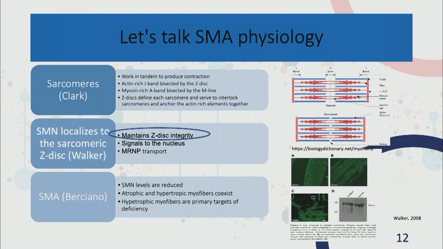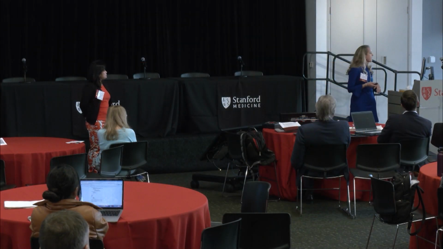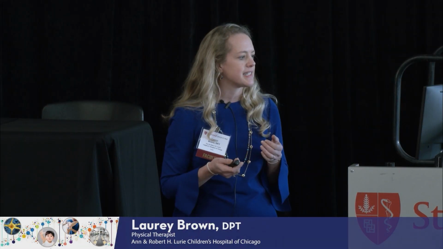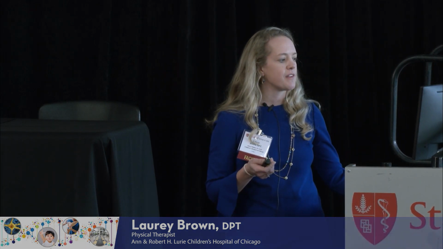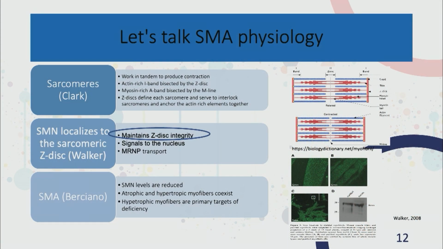And then when we look at what's going on beneath the surface with SMA, we want to first remember that sarcomeres are where the contractions, the force, and the movement are produced. They consist of actin and myosin, and the actin is bisected by the Z-disc. The Z-disc really defines the sarcomeres and links them all together. SMN is localized in the Z-disc and is really responsible for maintaining its integrity. Without it, the filament structures are unstable, the force between them is impaired, and the signals communicated to the nucleus are disrupted. In SMA, then, the SMN levels are reduced.